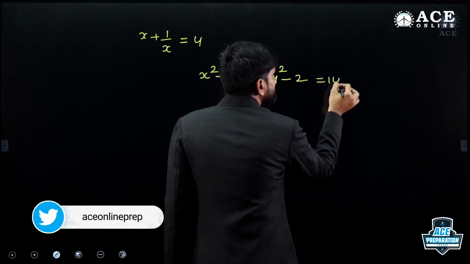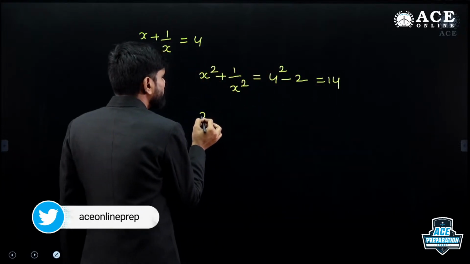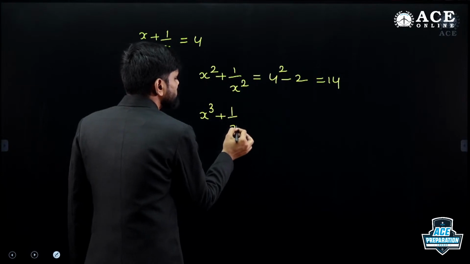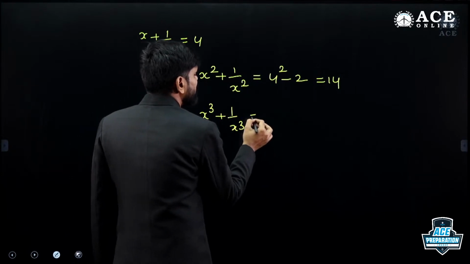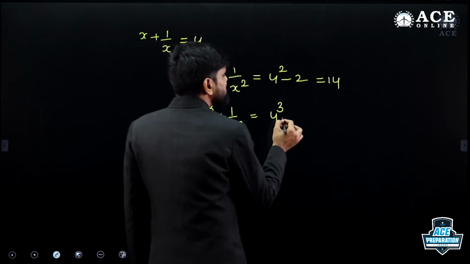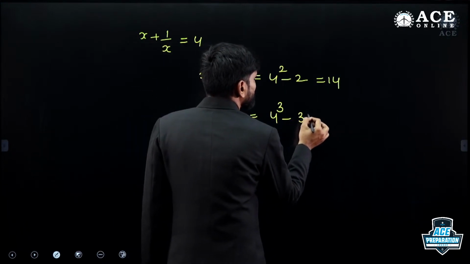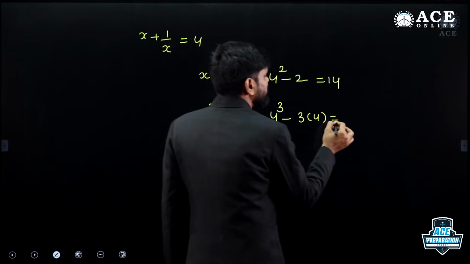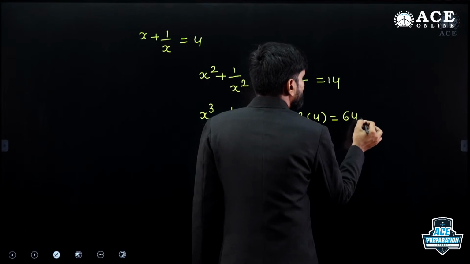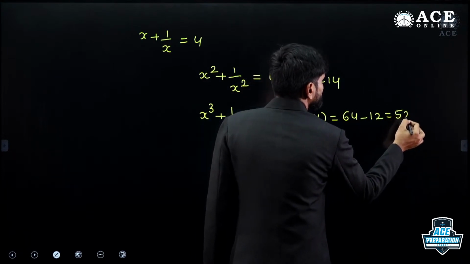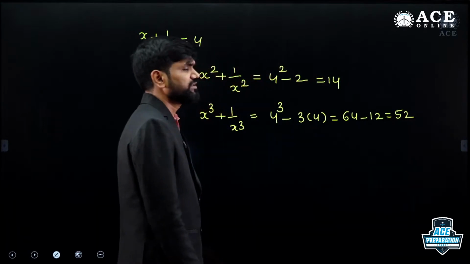14. Similarly, if they ask you for x cube plus 1 by x cube, that will be equal to p cube minus 3p, 3 into 4. This will give you how much, dear? 64 minus 12. That is giving you how much, dear? 52. Right?